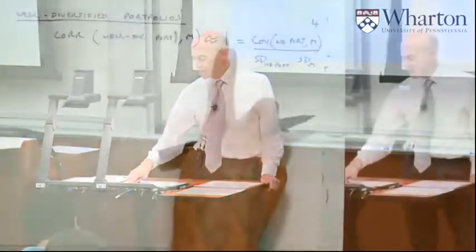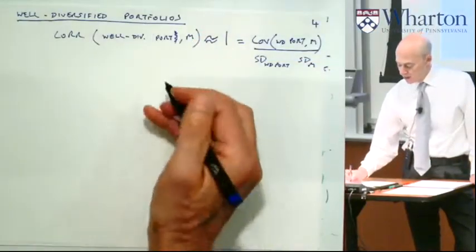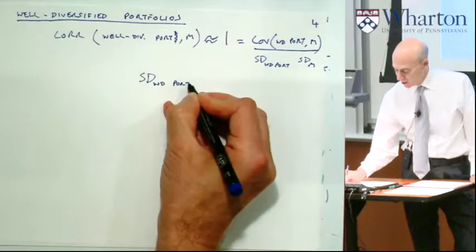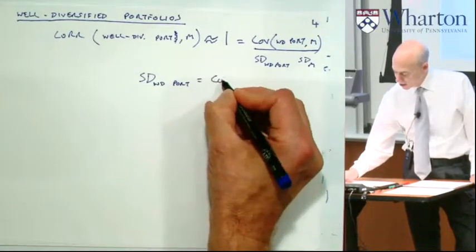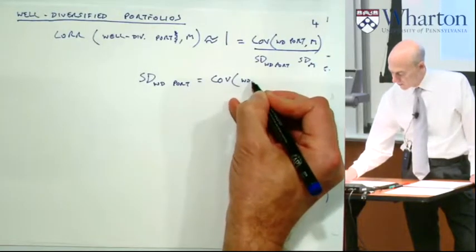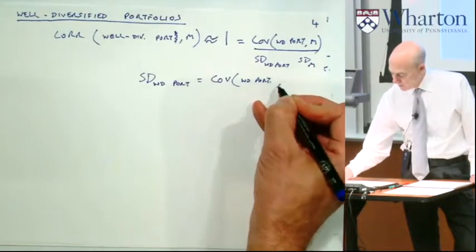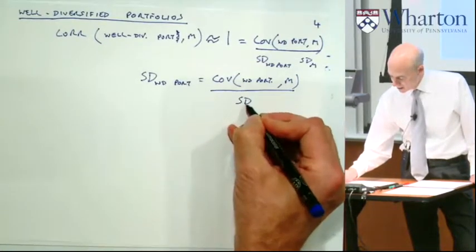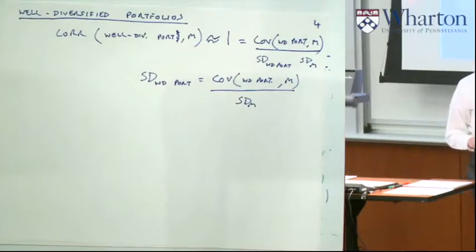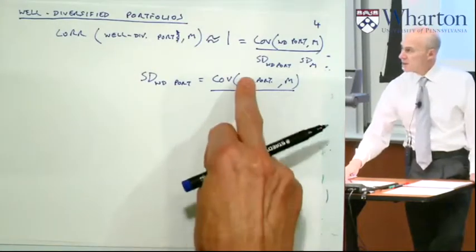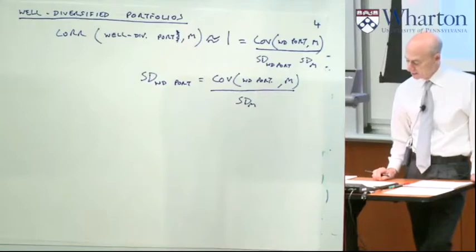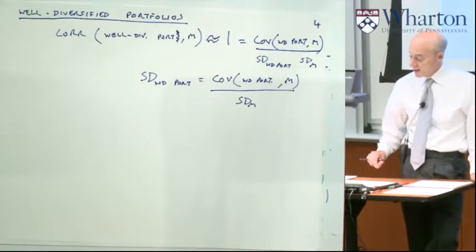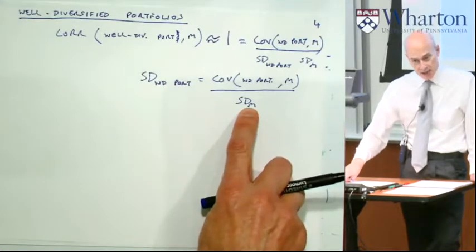Okay, so let's take this to be an equality. Then what we know is that the standard deviation of a well-diversified portfolio is going to be equal to the covariance of that portfolio with the market divided by the standard deviation of the market. What does this look a lot like? Looks a lot like a beta. The only difference is that with a beta, this is squared.